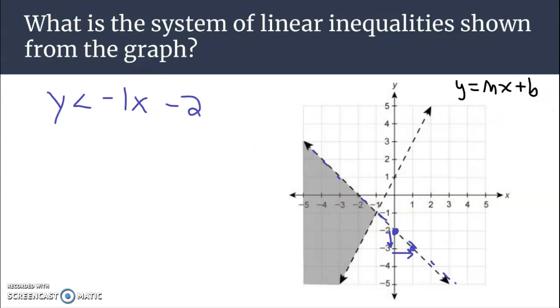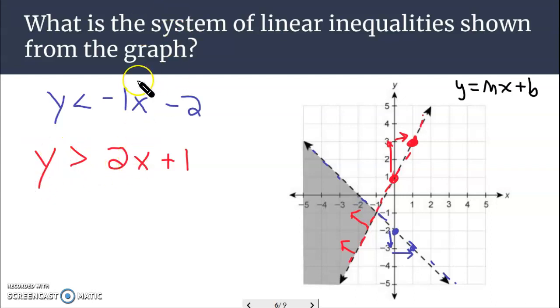I think this other one here I'll do in red. This line looks like it's crossing the y-axis at +1. And to go from one dot to another, looks like another crisscross happens there, up 2 and right 1. That would make a +2/1 or just +2. The shading here is happening above the line in question, greater than, and then there's our system.